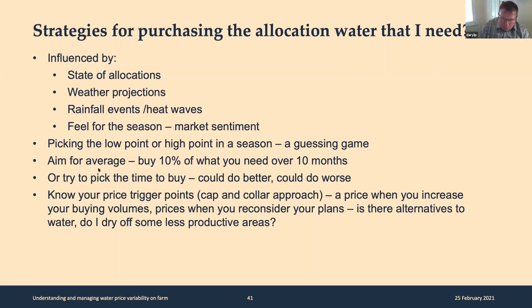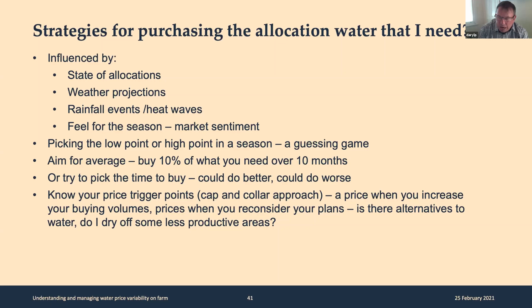So sometimes people look at strategies, well, I'll guarantee my average. If I need 1,000 megs, I might buy 10% every month, 100 megs a month for 10 months. I'm guaranteed an average result, or I could trade it. I could spot buy it. And you could do better by doing that, or you could do worse. So again, know your price trigger points, your cap and collars, a price when you think, yep, that's getting to a point where it's worthwhile putting a bit more away than I would normally. And then obviously when it goes the other way, what do we do?